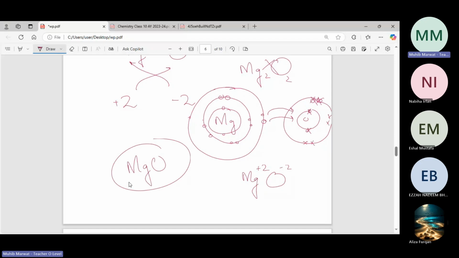So this is, for example, an ionic compound. Magnesium oxide has the formula MgO. This is its molecular formula. This is its empirical formula as well. Is it clear? Although it is not a molecule, it is a formula unit, right? It means its formula unit will contain one magnesium and one oxygen atom. Are we clear about that?